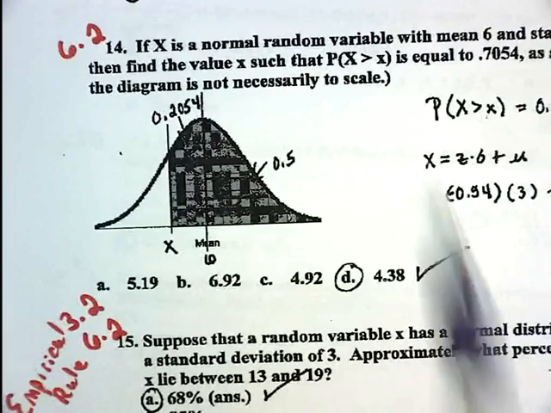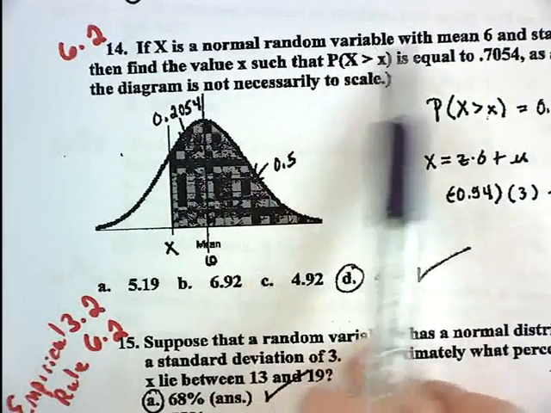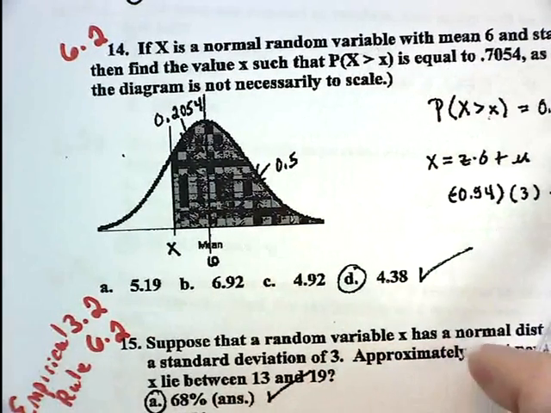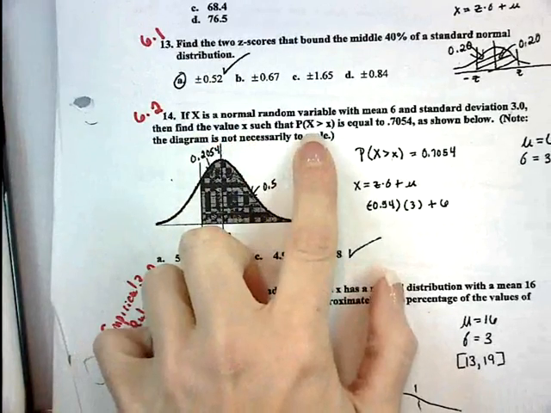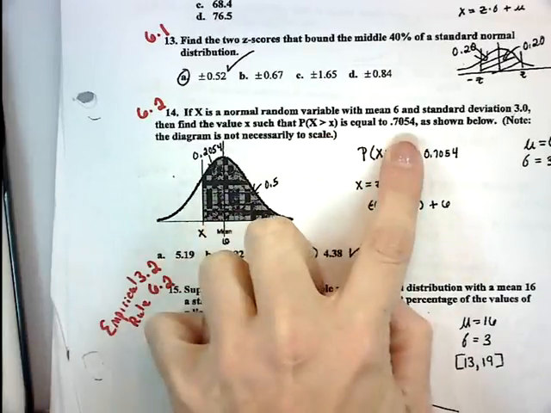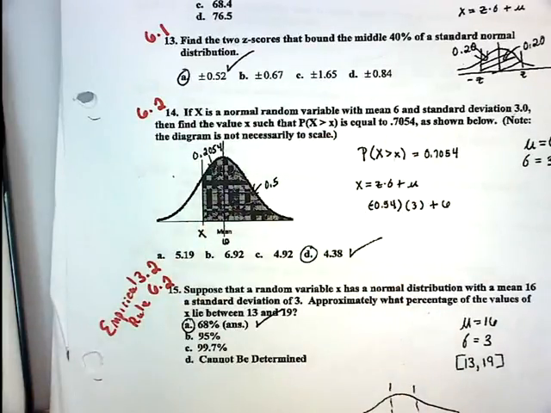Question 14. It says, if x is a normal random variable with a mean of 6 and a standard deviation of 3, find the x such that the probability that x is greater than x is equal to 0.7054 as shown below. Note the diagram is not necessarily drawn to scale. So let's write this down. X is normal. The mean is 6. The standard deviation is 3. Find the value of x on the x-axis such that this is a true probability statement. Okay? So here we go.